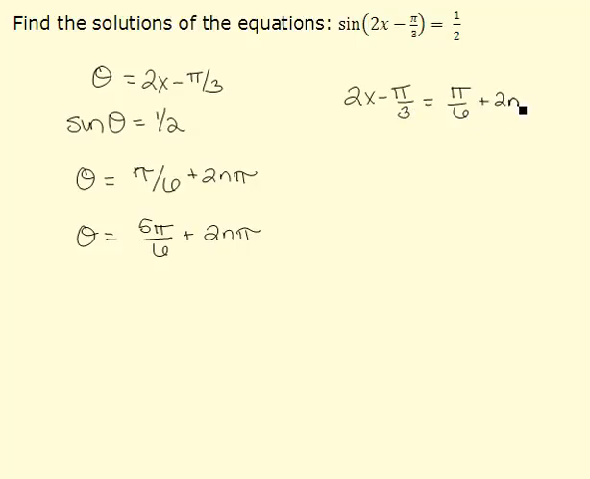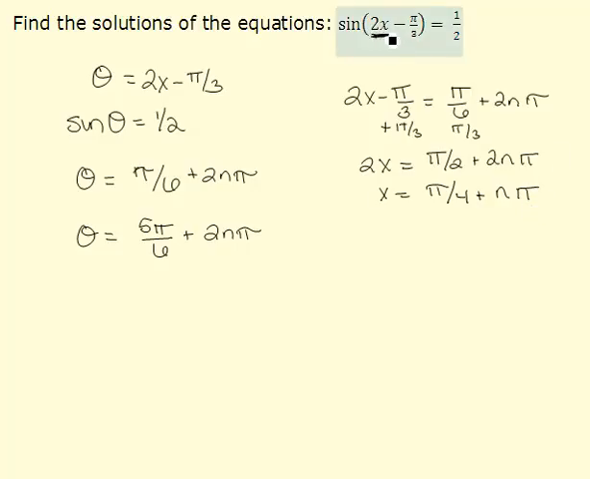We will examine the first one. In order to solve for this one, I would have to add pi over 3 to both sides. Pi over 6 plus pi over 3 is pi over 6 plus 2 pi over 6, which is 3 pi over 6, or equivalently pi over 2. Therefore, 2 times x is equal to pi over 2 plus 2n pi. Dividing everything by 2, we would get pi over 4 plus n pi. We would recognize that pi is indeed the period of the sine of 2x minus pi over 3.